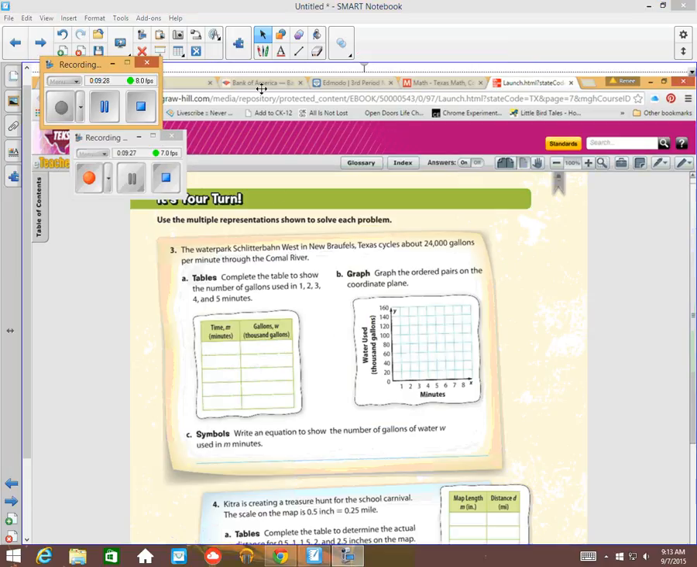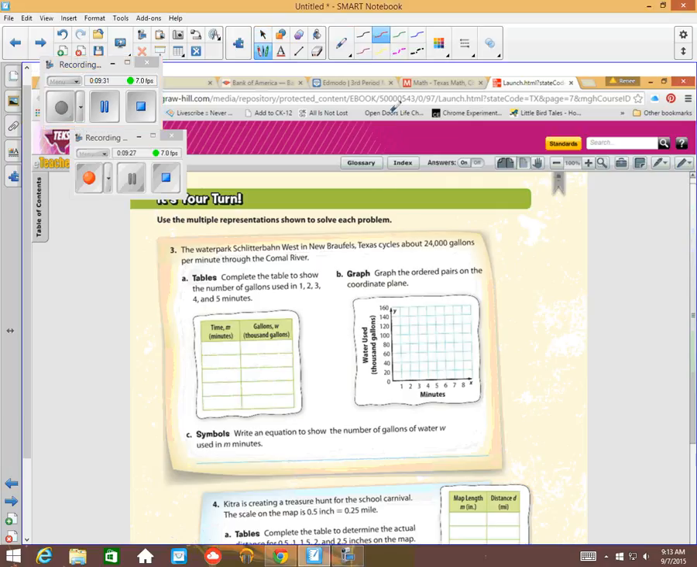Now this is page 10 and it's very similar to page 9. Okay, so you read the instructions. The water park in Cinnabon West in New Brunswick, Texas, cycles about 24,000 gallons per minute. Okay, so you need to complete the table. So if you go 1 minute, it already told you how many gallons. 24,000 gallons. So I'm just going to start you and you are finished. Okay, so 1 minute is 24,000 gallons. So then you have to figure out what it is for 2 minutes.